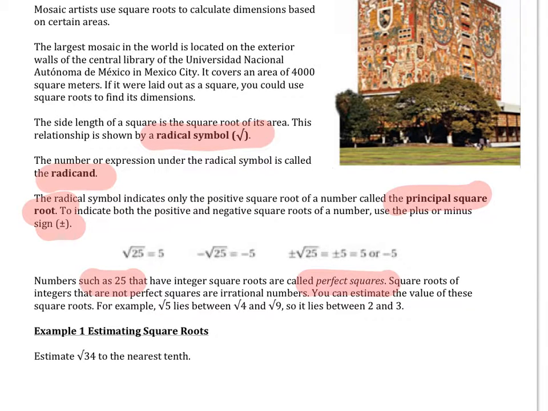Square roots of integers that are not perfect squares are called irrational numbers. You can estimate these values. For example, the square root of 5 lies between the square root of 4 and 9, so it lies between 2 and 3. Since it's close to 4, you can estimate it to be probably about 2.1 or 2.2.